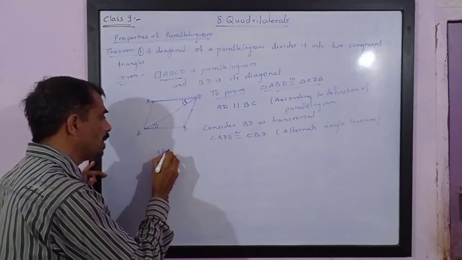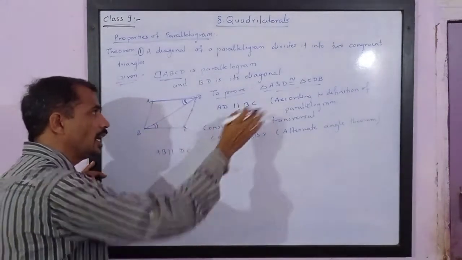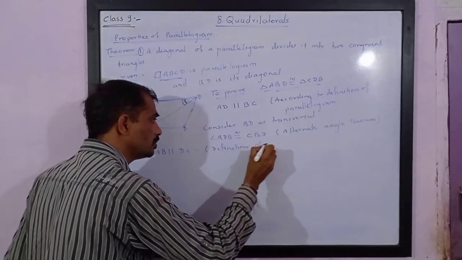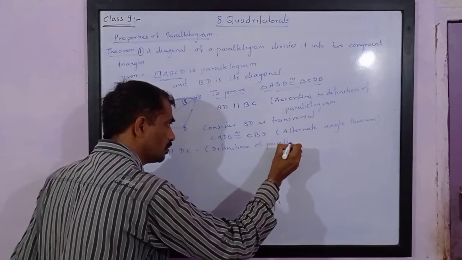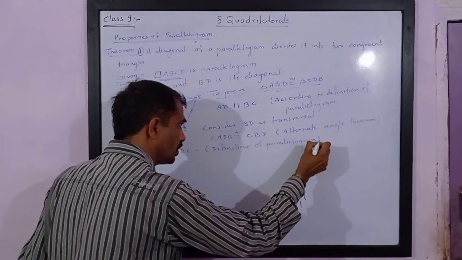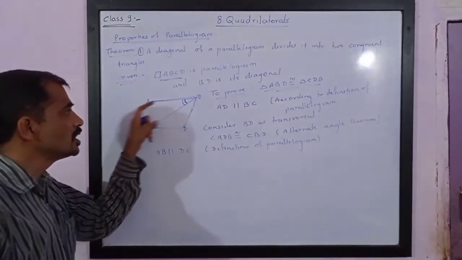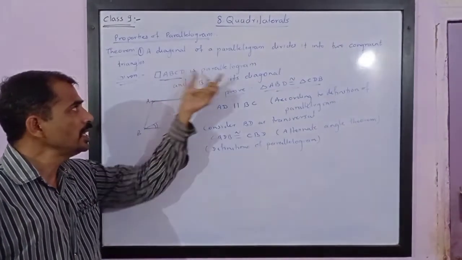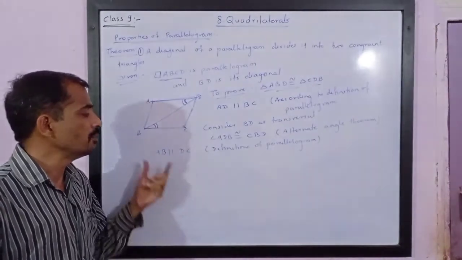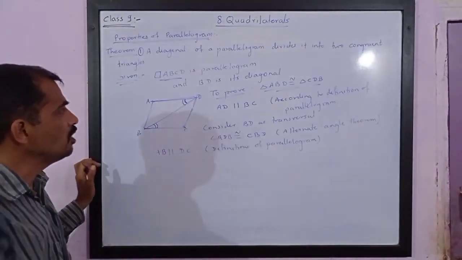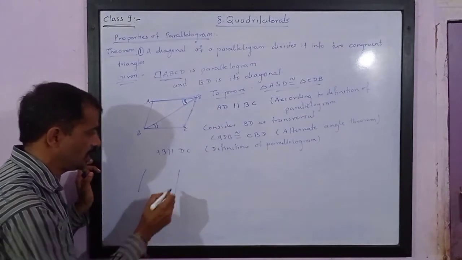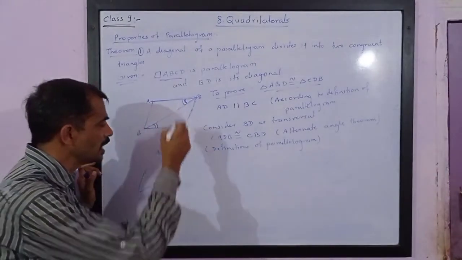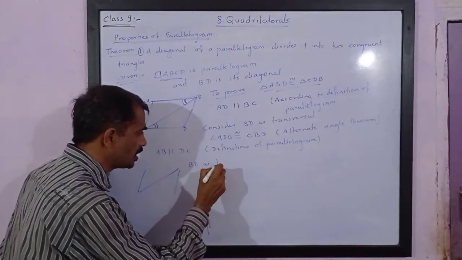So here AB is parallel to DC. The reason is again the definition of parallelogram. Please note, we have already studied that if both pairs of opposite sides are parallel, then we call that quadrilateral a parallelogram. Here we are calling it a parallelogram, so opposite sides must be parallel. So AB is parallel to DC. Now if AB is parallel to DC, these are two parallel sides, then this can be considered as a transversal. So again consider BD as transversal.